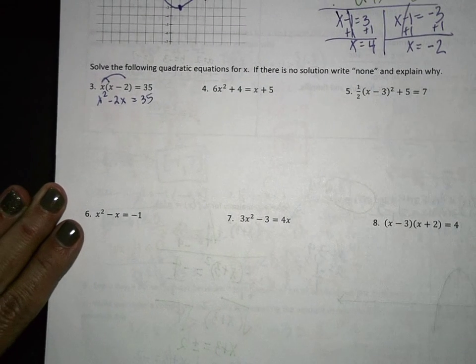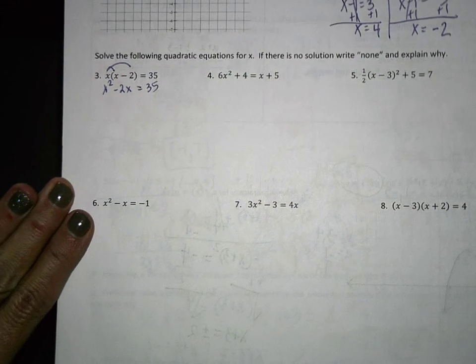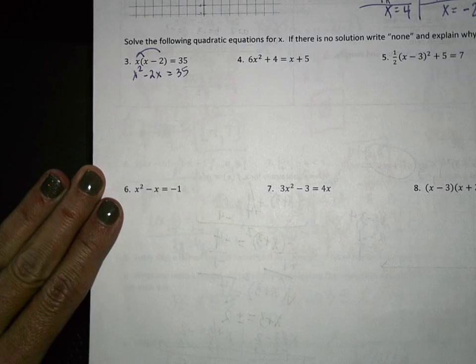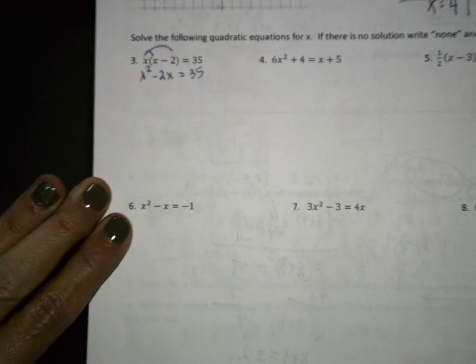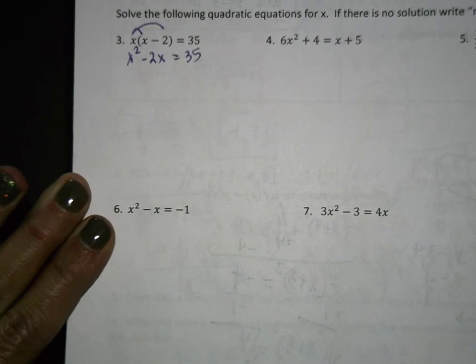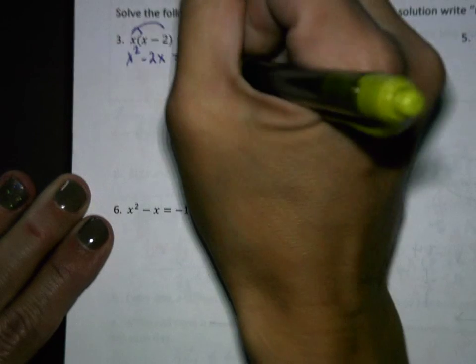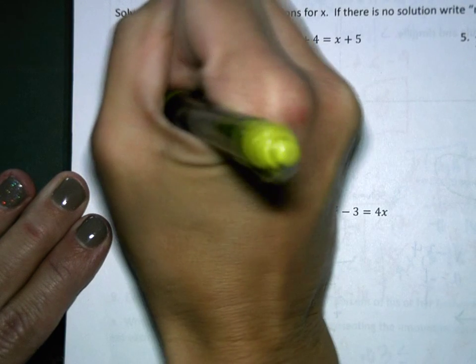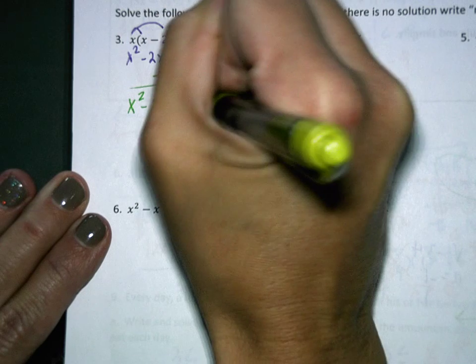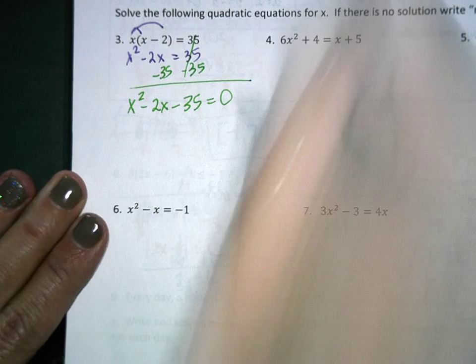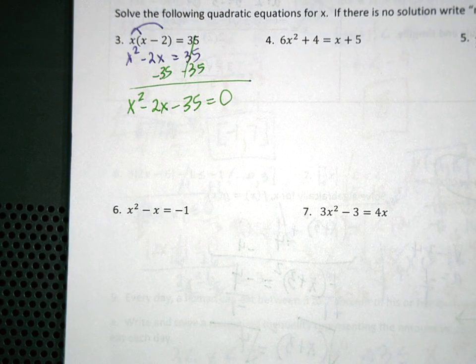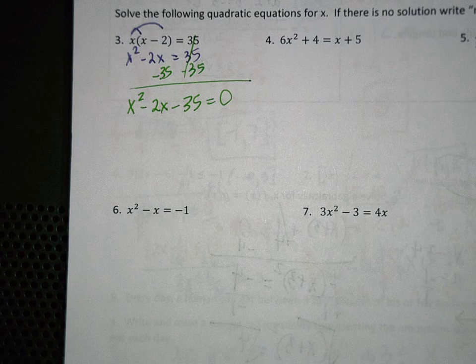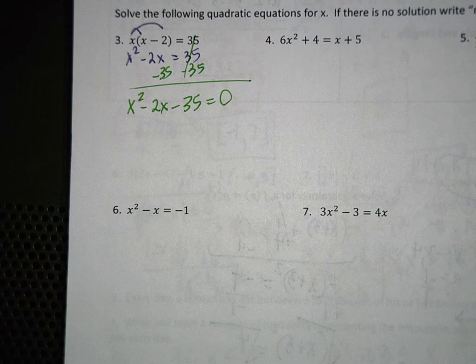Good. Set equal to 0, and I would do that by doing what? Good. Subtract 35 to both sides. Okay, so I have x squared minus 2x minus 35 equals 0. Now, I know most of you can probably factor this in your head, but I want to show you a different way for factoring that's going to help you with number 4. Okay, just in case you don't know it.